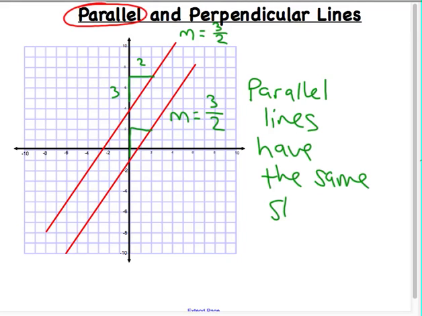And we're going to use that relationship to find equations of other lines that are parallel to each other. So we're not going to find equations of these two lines right here. This was just to show you visually that parallel lines are going to have the same slope. Different y-intercepts, but the same slope.